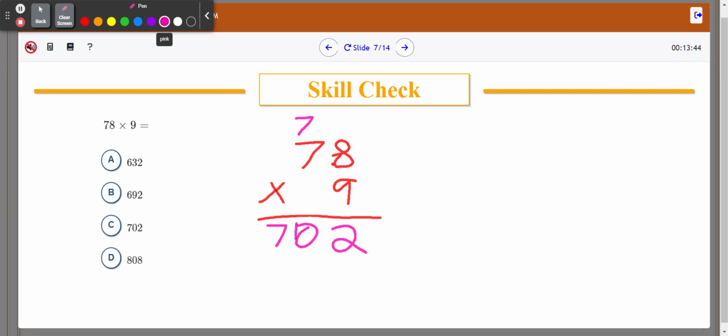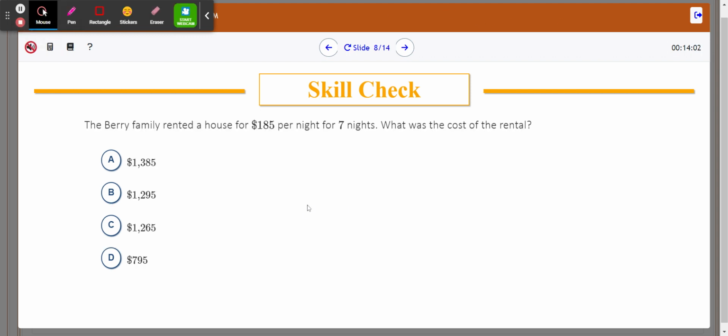78 times 9 is 702. This is called regrouping. Let's look at another example and try to solve this two different ways. Let's start with our distributive property first.